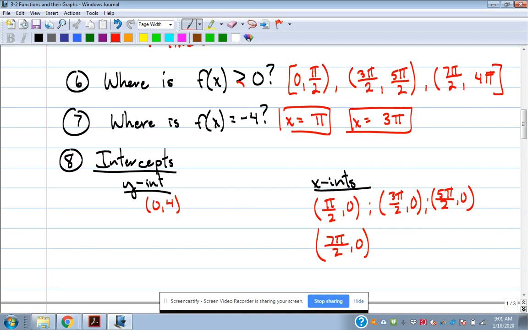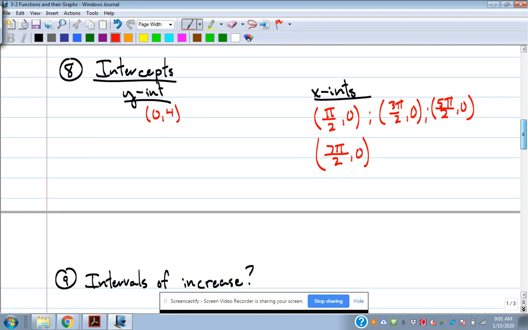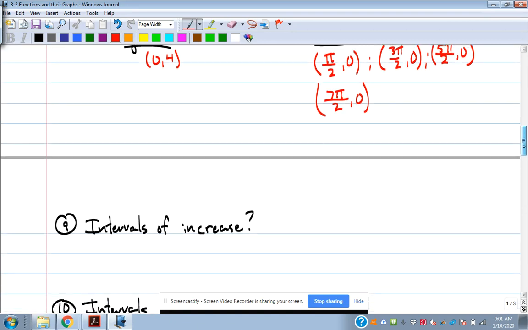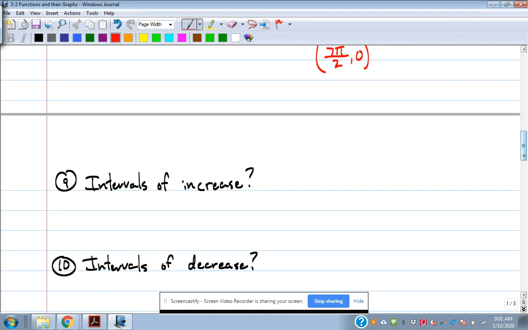You can probably add the next 2 questions right underneath that on the same page, so you don't have to flip back and forth. I just gave myself a little more space. Number 9 is, where are the intervals of increase? What the heck does that mean? What does it mean to increase? Going up in which direction? To the right.